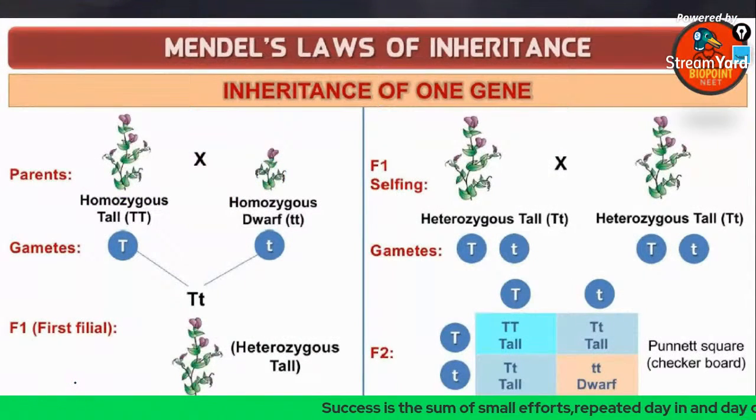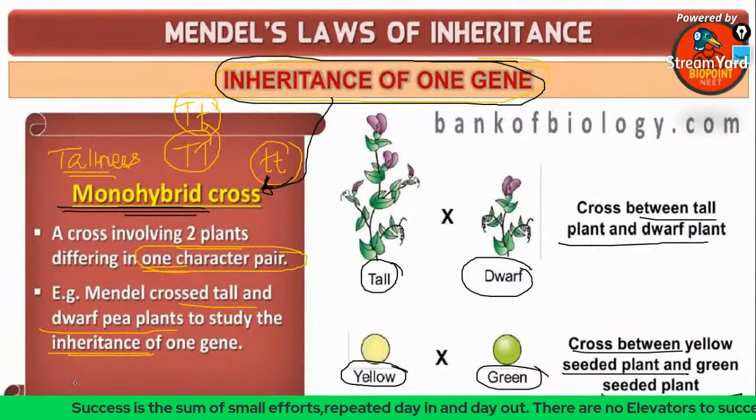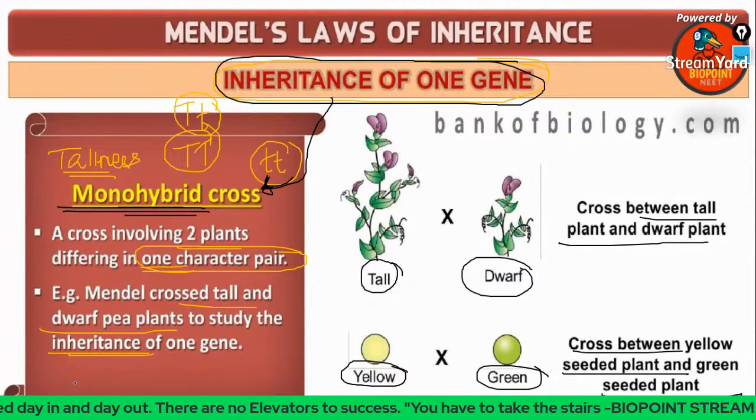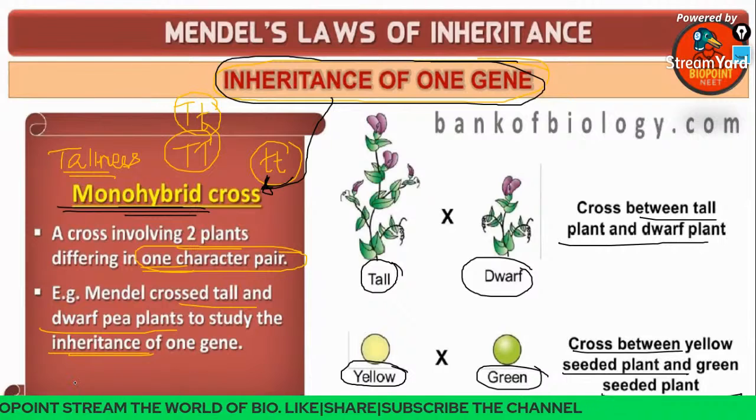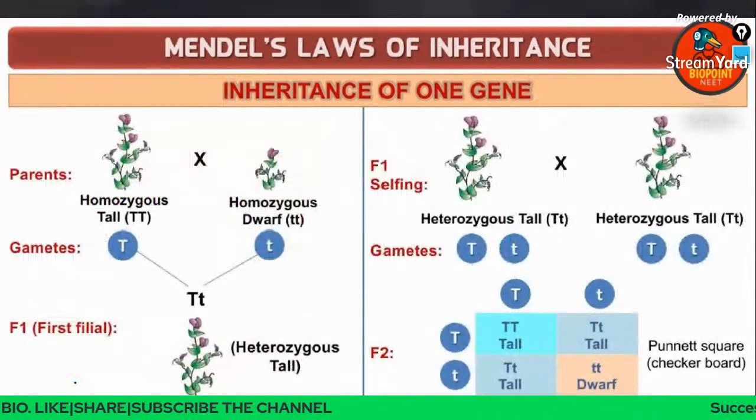Inheritance of one gene. So what is a monohybrid cross? We discussed in the last slide that a monohybrid cross involves two parents or two plants differing in one particular character. So Mendel used one character with two contrasting traits. Okay. So tall and dwarf, yellow, round, axial, terminal, constricted, inflated. So one character was contrasted between two different plants. So I'll tell you with an example on the slide.